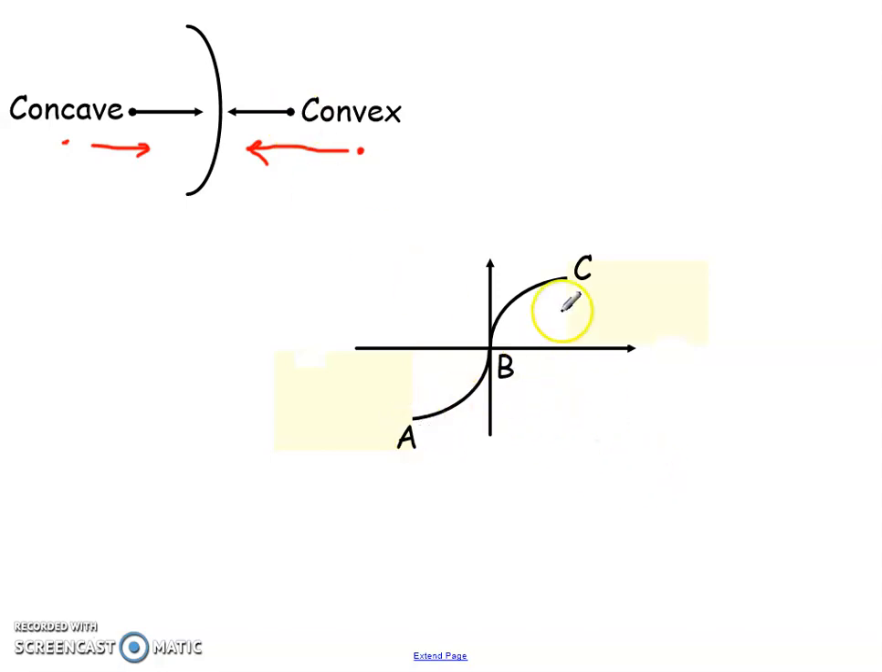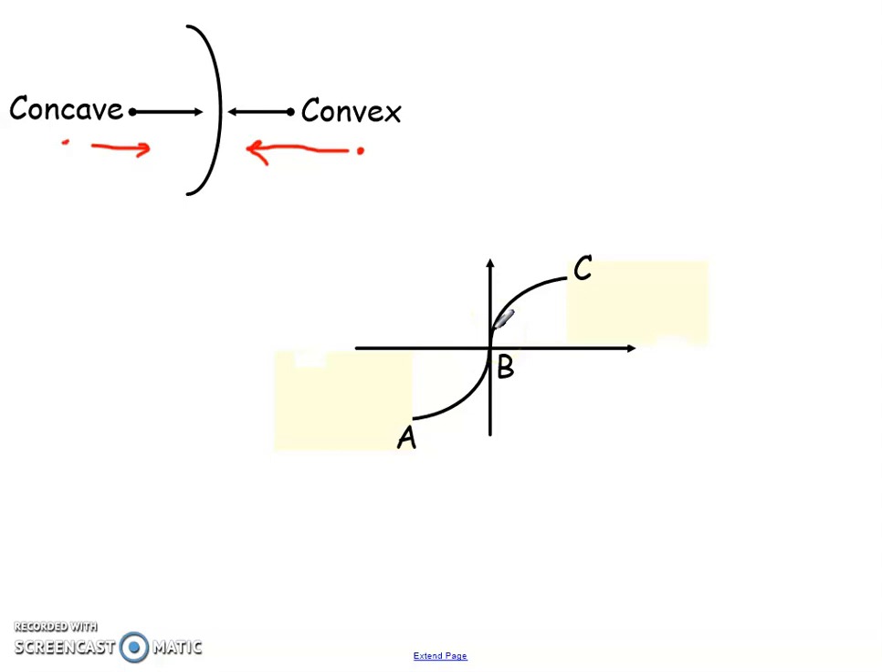Now if you look at this graph here, if you look at the curve between A and B, you'll notice that the gradient is getting steeper and it's increasing at this point. If you look from B to C, you'll notice it's sloping down, so you would say the gradient is decreasing at that point. At point B, it becomes almost completely vertical for a split second, and then it changes. So it goes from increasing to decreasing at that point there.